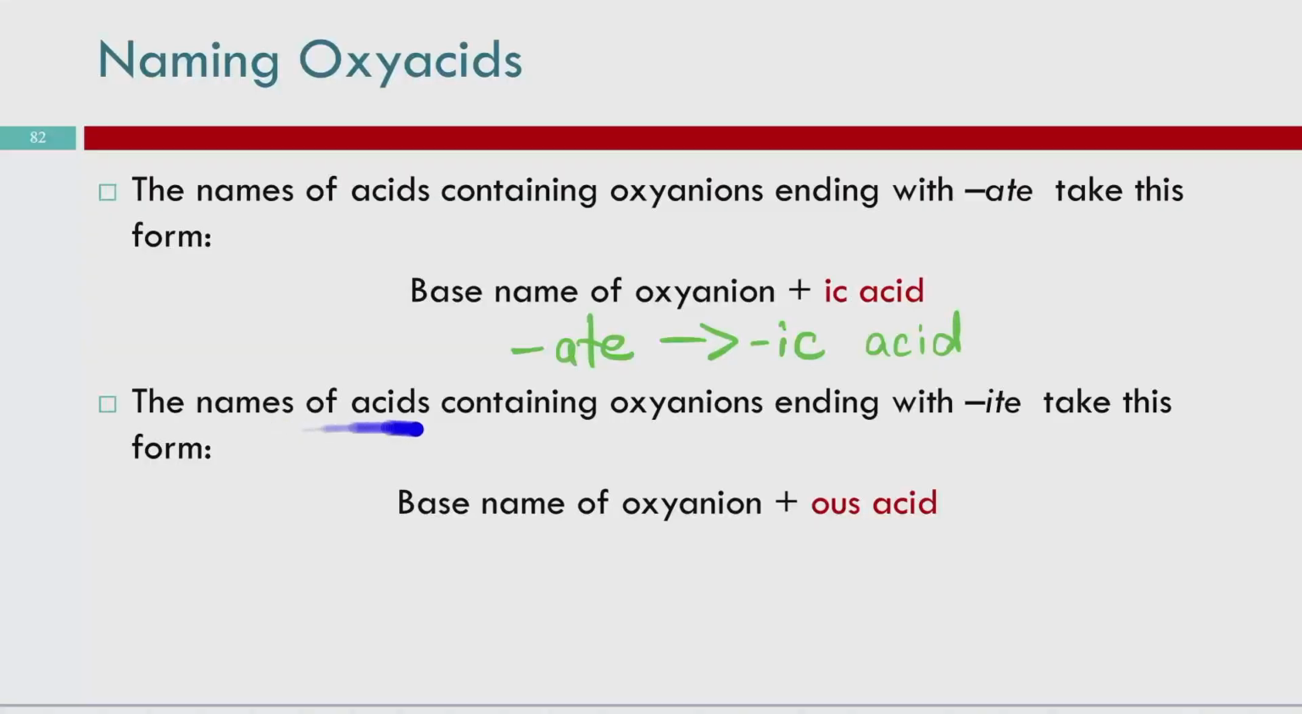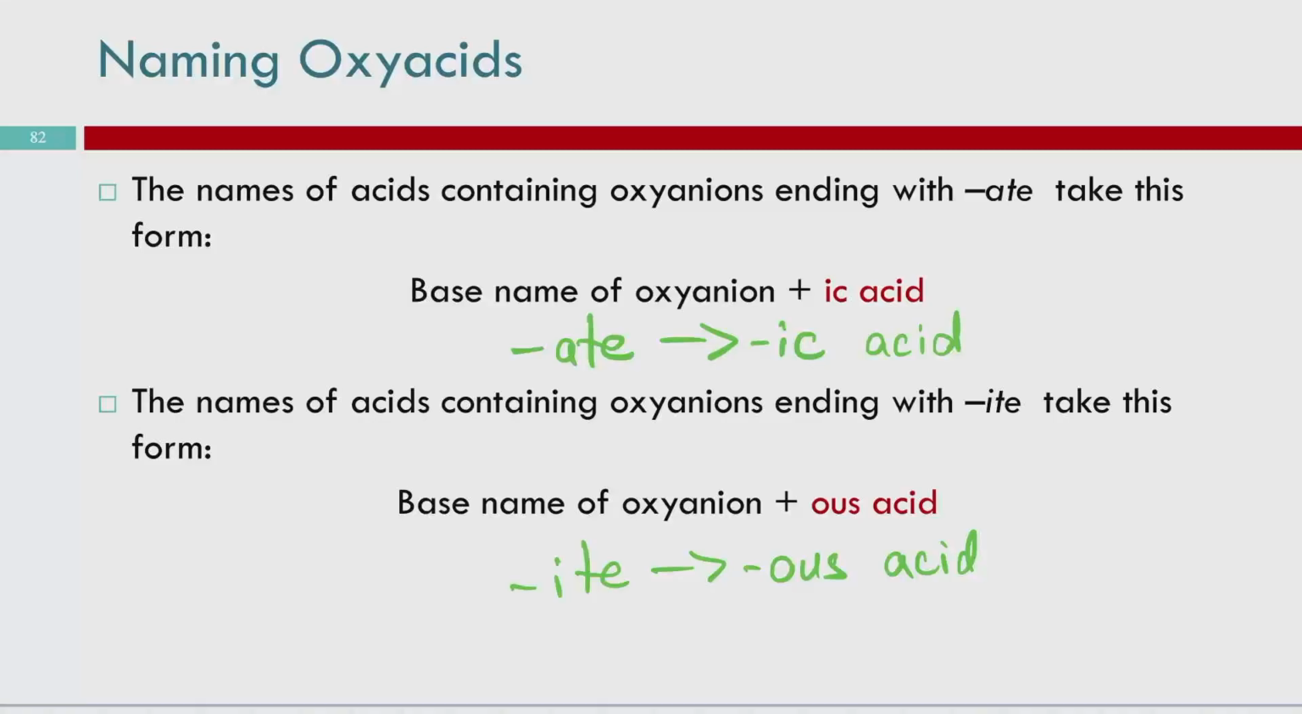Our other option is acids with oxyanions that end in ite, so the lighter form, 1 fewer or 2 fewer oxygens. If we have 2 fewer, we would just have the hypo prefix. So if they end in ITE, they're going to have this form, still the base name of the oxyanion. We change that ite ending to OUS, and we add acid to the end. So ite turns into ous, and we add acid to the end.